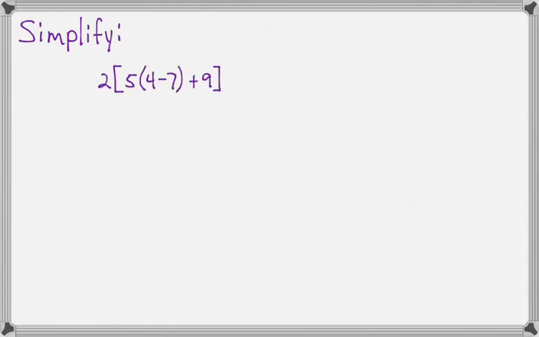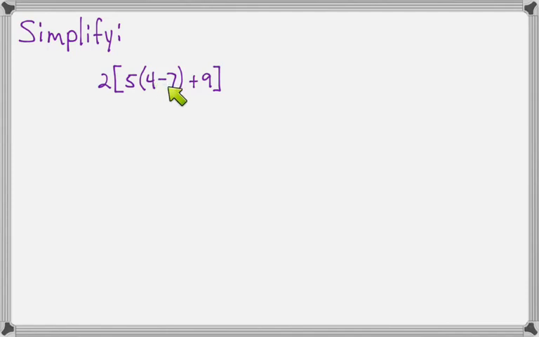All right, let's try to simplify 2 bracket 5 times parentheses 4 minus 7, close the parentheses, plus 9, close the bracket. Okay, so clearly 2 times something, we need to find out what is in this bracket first before we can do the multiplication. And you can't even distribute that 2 right now because there's too much stuff in here. These parentheses are messing you up. So let's do what's inside the parentheses first.